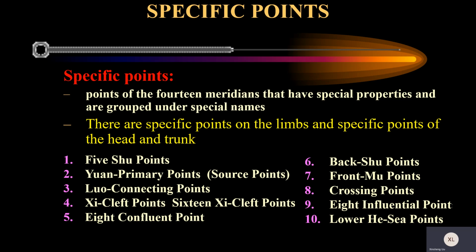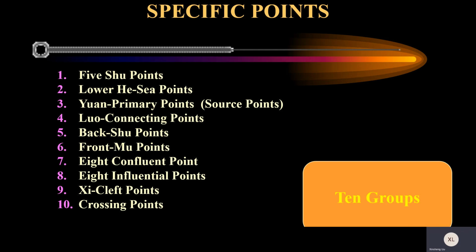Number 1 is the five shu points, right? Number 2 is the primary points, or yuan source points. Number 3, lower connecting points. Number 4 is the cleft points, 16 cleft points. And number 5, 8 confluent points. Here is the 6 back-shu points, right? Front-mu points, crossing points, 8 influential points, and the lower he-sea points. Yeah, we talk about them one by one.